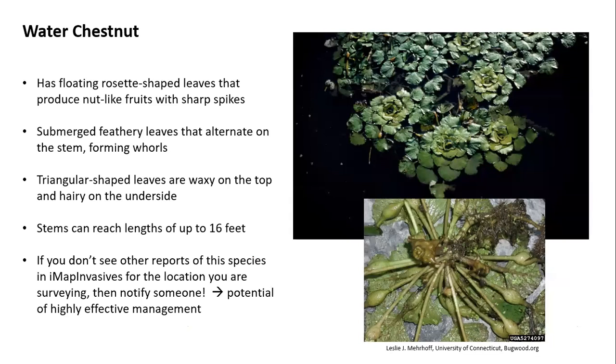Water chestnut. So water chestnut has floating rosette-shaped leaves that produce nut-like fruits with really sharp spikes. They have submerged feathery leaves that alternate on the stem, forming whorls. The leaves are triangular shaped, and they are waxy on top and hairy on the underside. And they have stems underneath them that can reach lengths down in the water column of up to 16 feet.